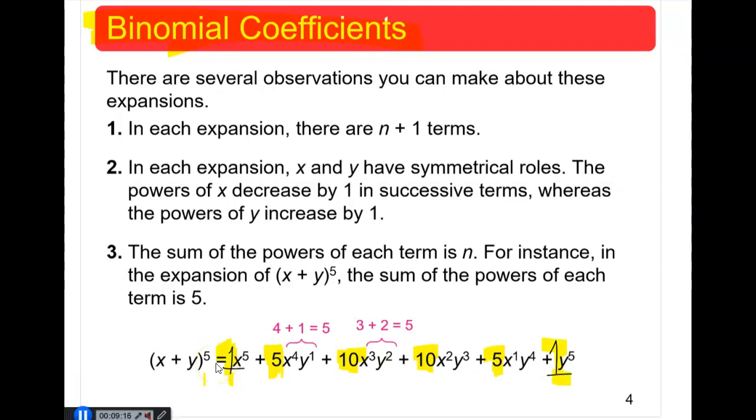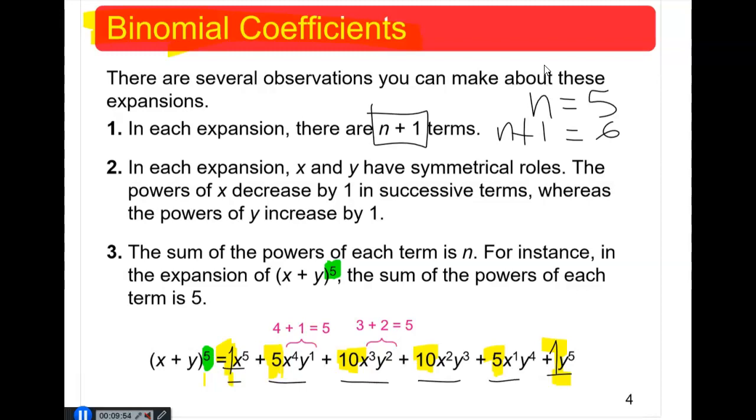There are several observations you can make about these expansions. For example, number 1, in each expansion, there are n plus 1 terms. That's what I was saying about the degree of this polynomial, or the exponent to which we're raising the binomial, which is a 5. And so because of that, we could say that n is equal to 5. And you could see that the number of terms will be n plus 1, which will be 6. And it is true for our example. We have 1, 2, 3, 4, 5, 6 terms.